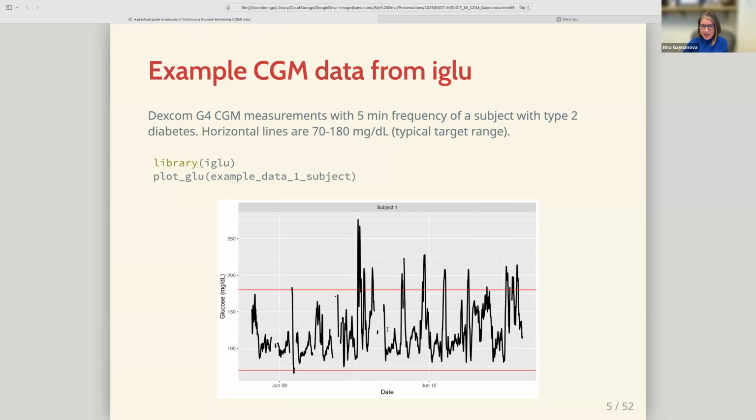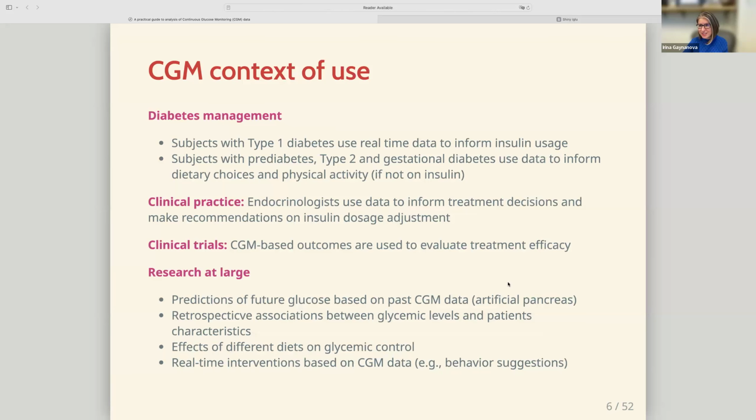It's having some missing data here and there, which is also pretty common. And this is the data where we don't really know what they ate or when they ate, but lots of different trends that we can gain from this. So how does the CGM data get used?